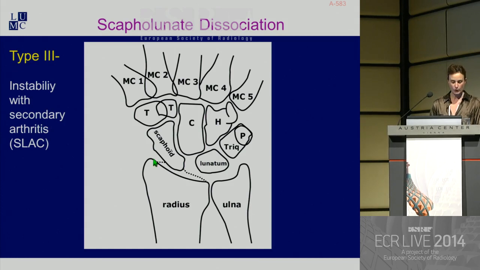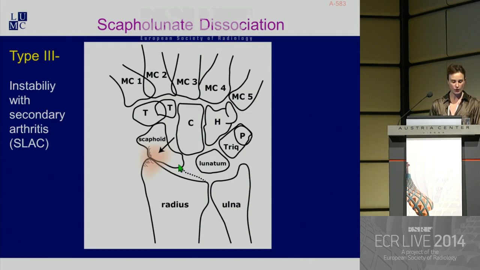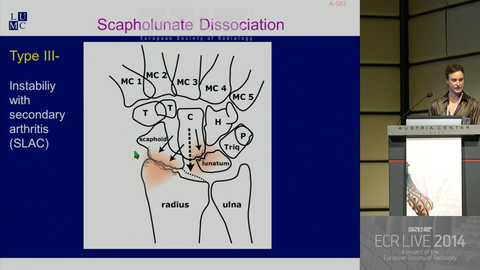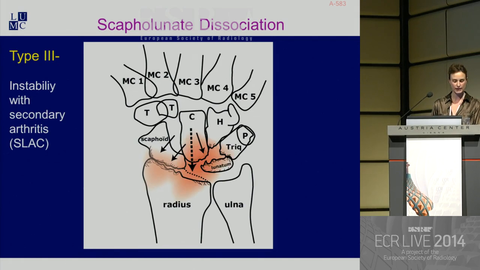What's happening when we have this rupture of the scapholunate ligament, and if we don't make the diagnosis at the proper time, is that with time, there is a luxation and a migration of the scaphoid in the direction of the processus styloideus of the radius, causing some arthrotic changes at this level. With time, there is also an approximation and a proximal migration of the capitate in the direction of the proximal carpal row. And with time, we will also have arthrotic changes between the proximal and the distal carpal row, and the result of this picture is what we call the SLAC wrist, scapholunate advanced collapse.